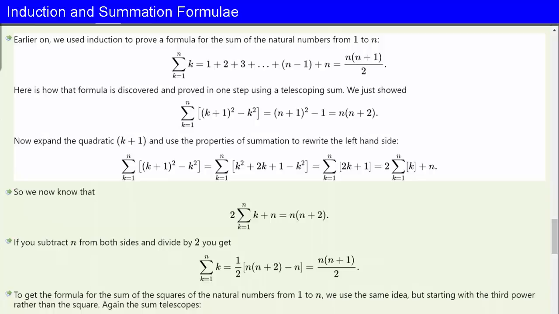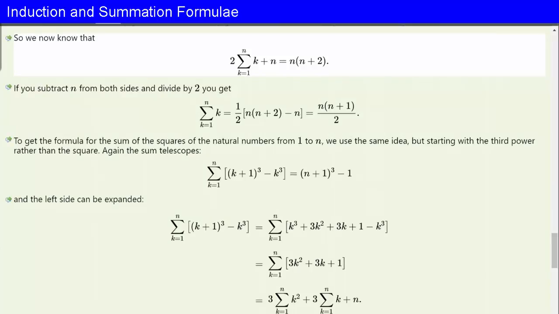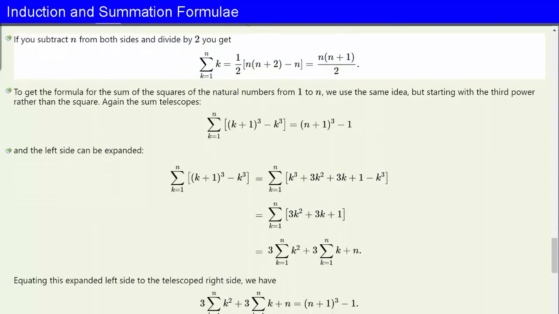And we know from our general properties of sums that this is twice the sum of the numbers k from 1 to n plus the sum from 1 to n of the number 1, which is just n. So we put all this together, and we now know that twice the sum from k equal 1 to n of k plus n is equal to n times n plus 2. If you subtract n from both sides and divide by 2 and clean things up, you get the summation k equal 1 to n of k is the product n times n plus 1 divided by 2.